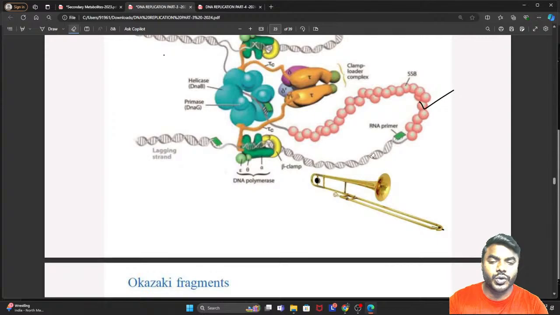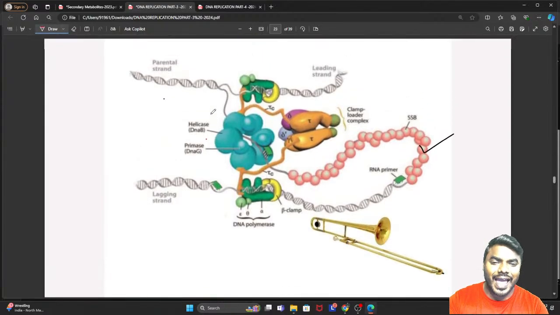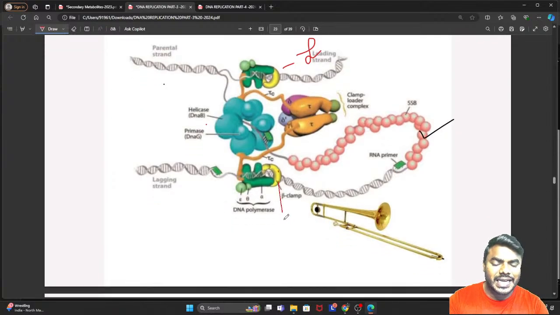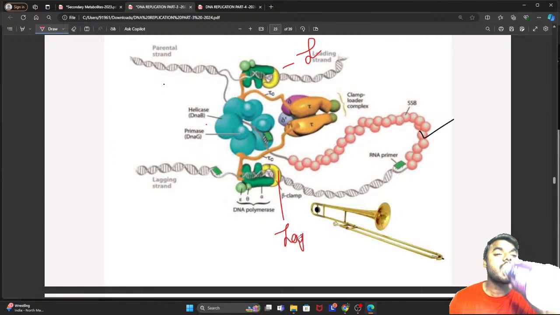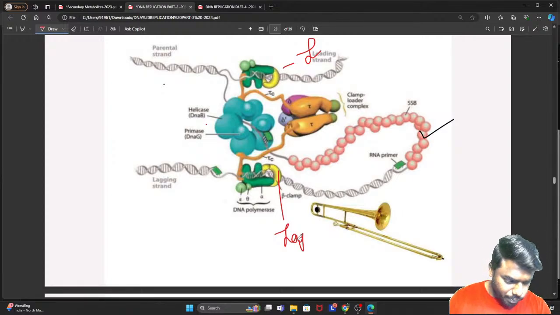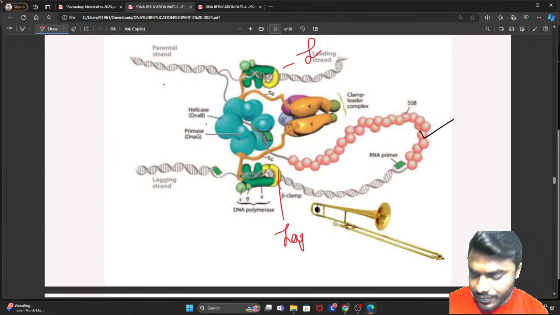Now my question to every student is, how many beta clamps we will add in the leading strand, how many beta clamps we will add on the lagging strand? Can any one student please give me the answer? Any one of you? How many beta clamps are we going to add in the leading strand? How many beta clamps in the lagging strand? Any one of you? No one is answering. Huh?